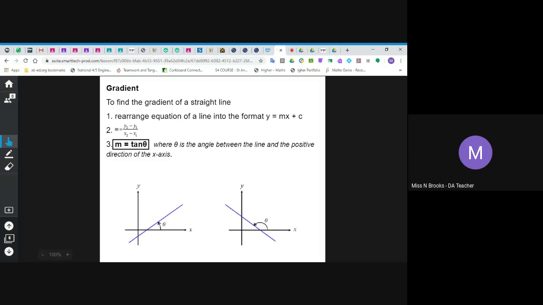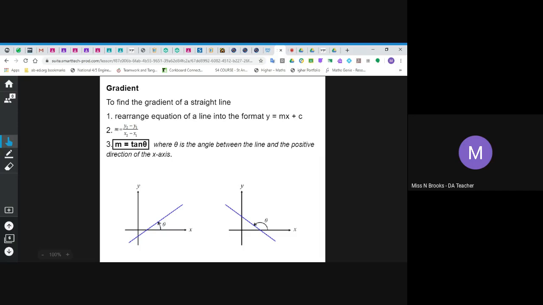Okay, so gradient. To find the gradient of a straight line, you need to either rearrange the equation of a line into the format y equals mx plus c, or use the gradient formula, m equals y2 minus y1 over x2 minus x1. Both of these are still completely valid for the higher course, but the new formula that's introduced for higher is m equals tan theta.